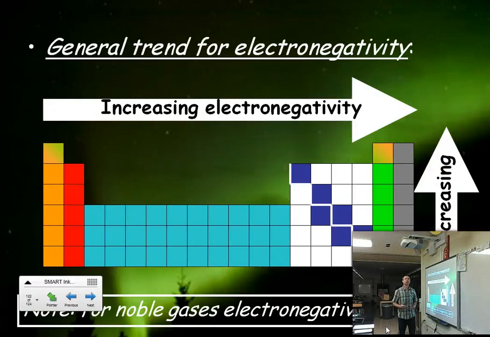Now that's also the reason why noble gases have an electronegativity of 0. Even though they're to the far right on the periodic table, they do not want to attract electrons because that would mess up their octet. They would no longer have 8. For example, they might have 9 if they attract an electron.